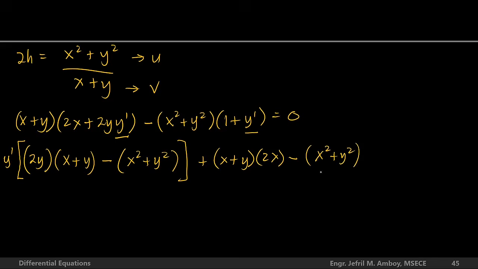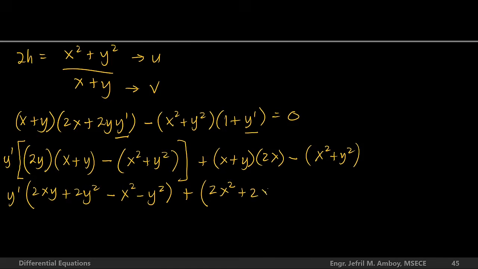So, can I simplify this? Yes. Simplify natin yan. Y prime times, ito magiging 2xy plus 2y squared minus x squared minus y squared. And then plus, itong lahat ng to, simplify natin. We have 2x squared plus 2xy minus x squared minus y squared equals 0. Sorry, nakalimutan kong lagyan ng 0 kanina.